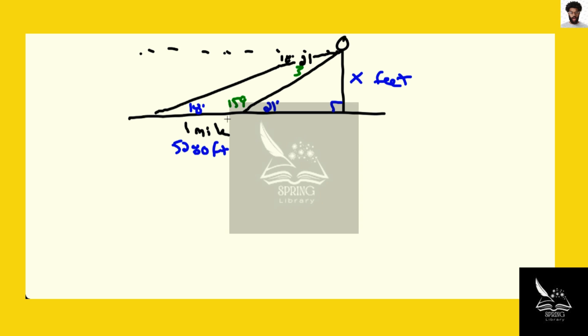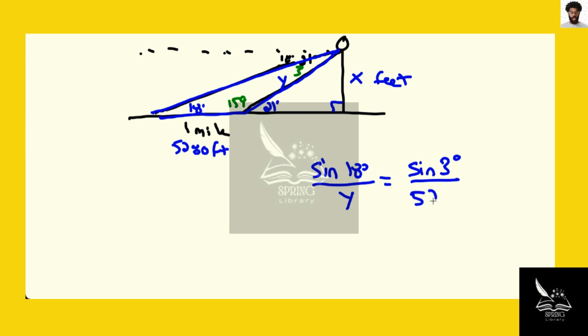And then in this triangle here, we can find what I'll call y in this triangle using the law of sines. You can say something like the sine of 18 degrees over the opposite side y would be equal to the sine of 3 degrees over the opposite side 1 mile, or 5,280 feet. So we can figure out how many feet this would be from the hot air balloon to this mile marker.